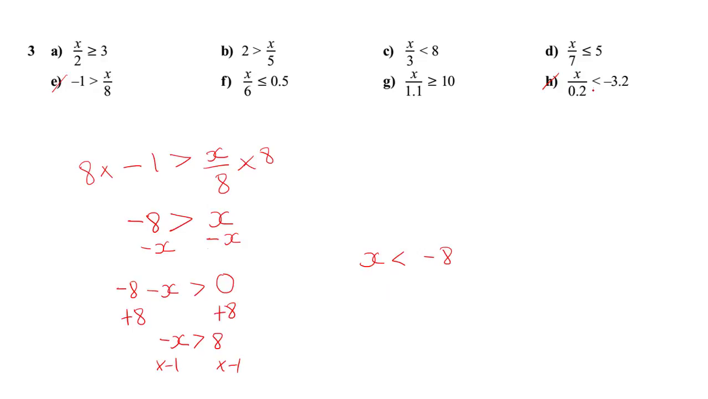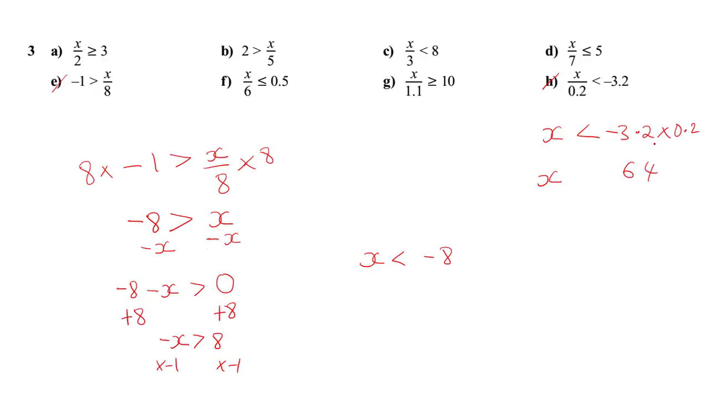Now try question H. We're going to times both sides by 0.2. So it's going to be negative 3.2 times 0.2. Okay. Now, so that's going to be x. I will do 3.2 times 0.2 separately. I will do 32 times 2, which is 64.